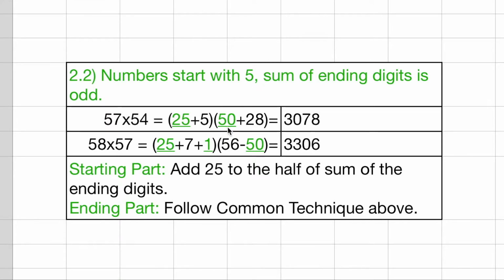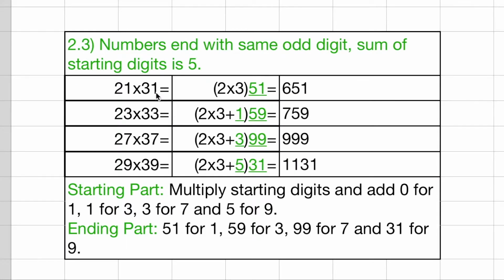And then for the ending part, we have to follow the common technique. So in this case, the ending part was less than 50, so we have to add 50. In this case, the ending part was more than 50, so we have to subtract 50 and add 1 to the starting part.